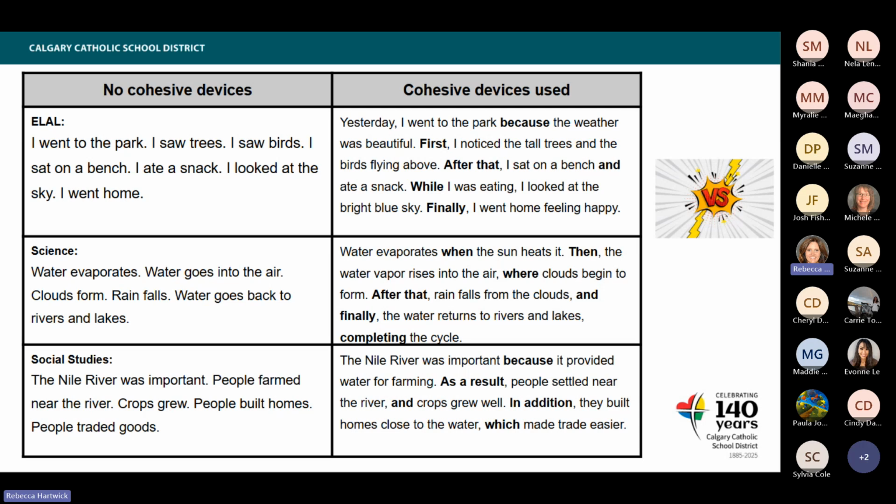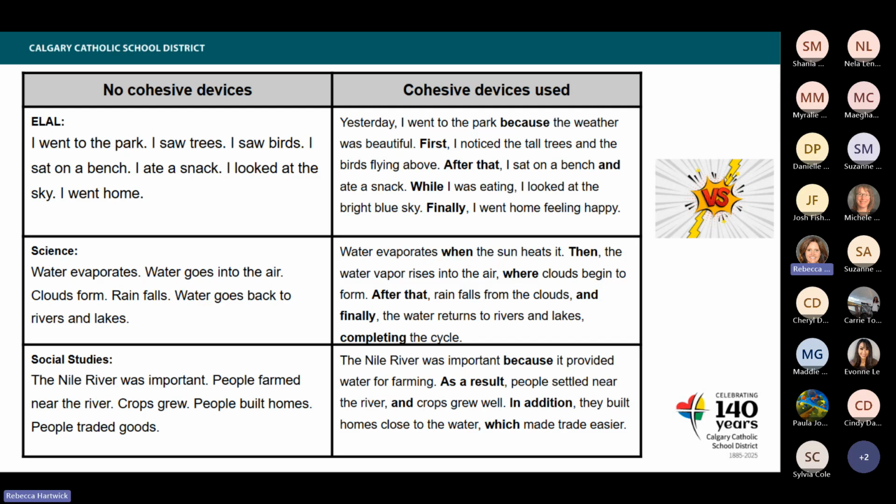Yesterday, I went to the park because the weather was beautiful. First, I noticed the tall trees and the birds flying above. After that, I sat on a bench and ate a snack. While I was eating, I looked at the bright blue sky. Finally, I went home feeling happy.